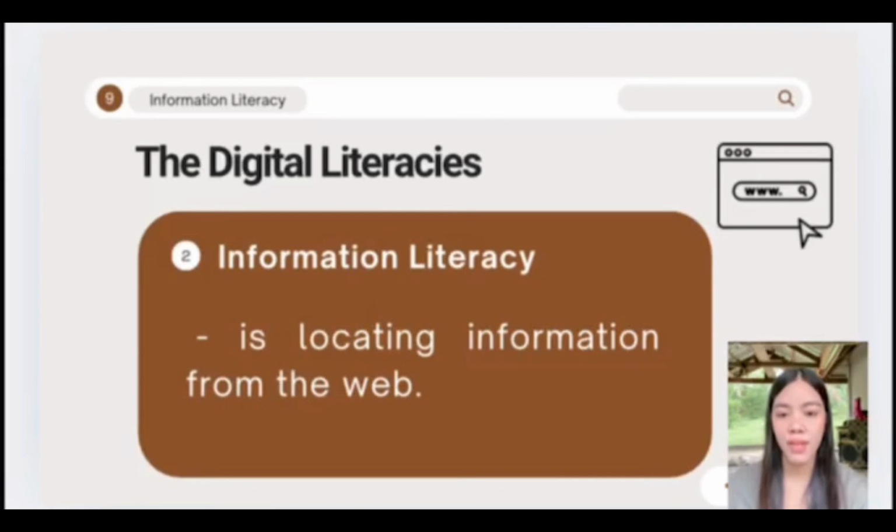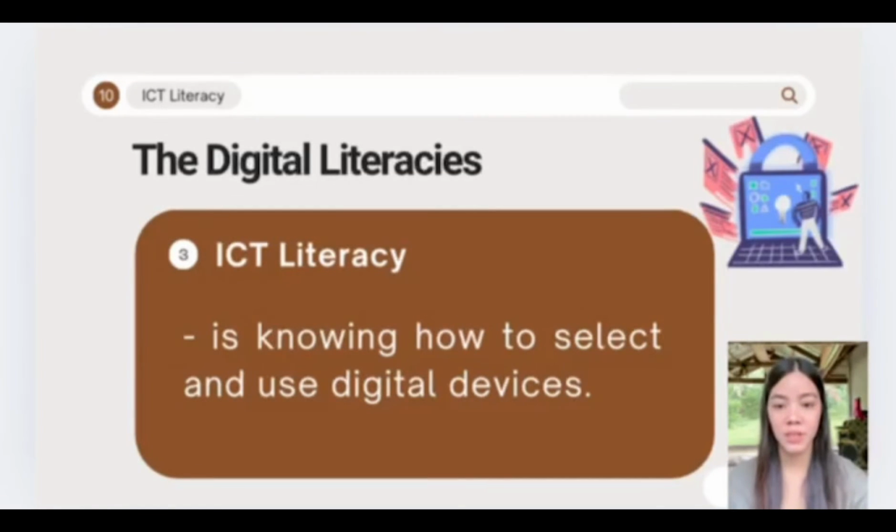One of its examples is if you need to write a report on the history of the internet, you don't just Google "history of internet" and take the first result. Instead, you use different search terms, check multiple websites including academic sources, and compare information to make sure it's accurate and reliable. The third literacy is ICT literacy.